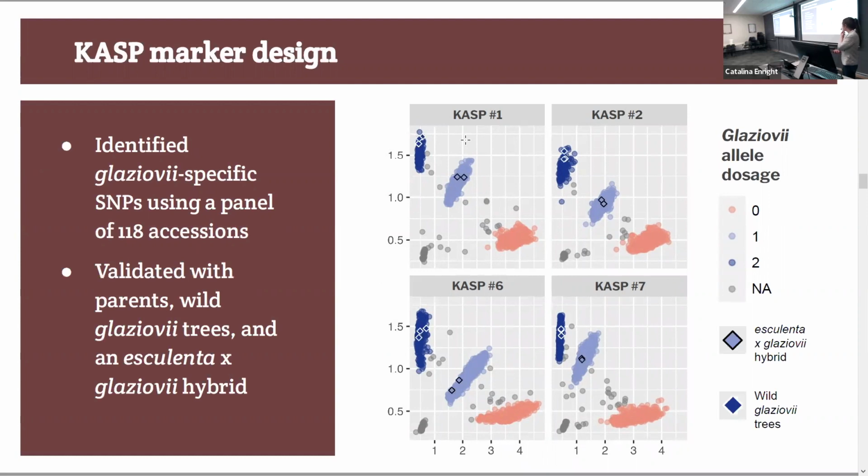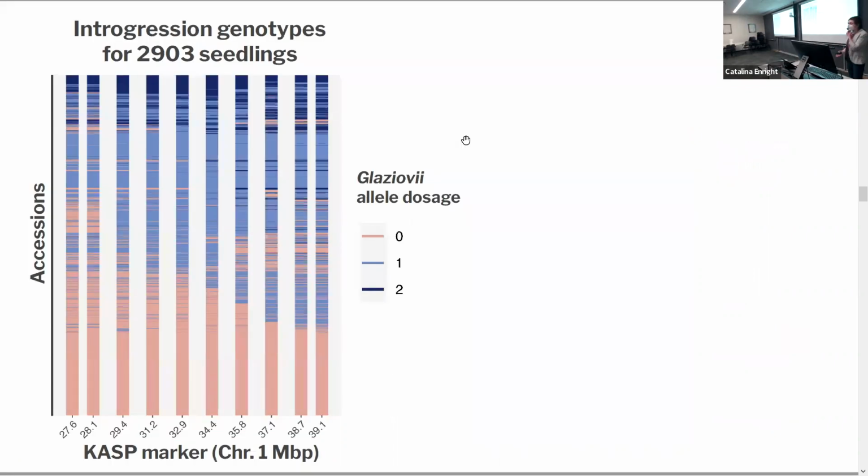We validated the SNPs using the parents, which were already genotyped, as well as a set of wild glaziovii trees and hybrids between esculenta and glaziovii. You can see from the diamonds that those wild and hybrid individuals clustered where we would expect them to, in the homozygous and heterozygous genotype classes.